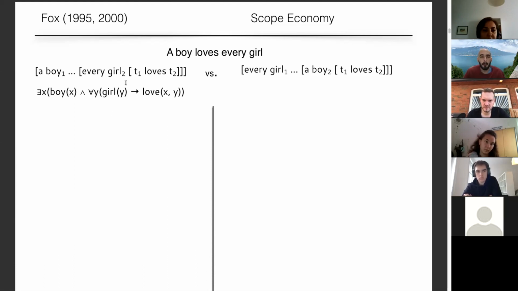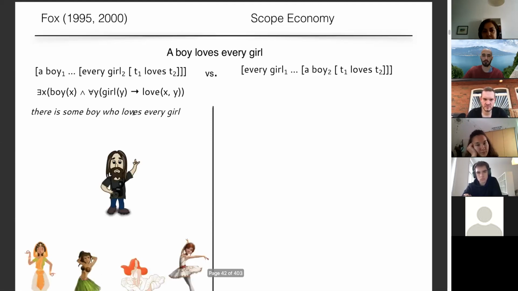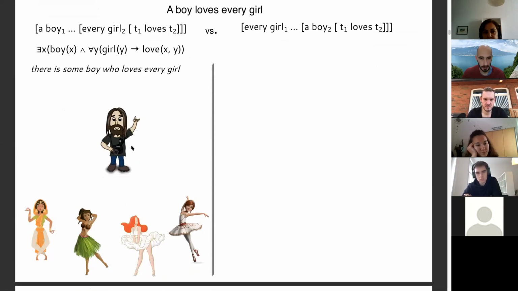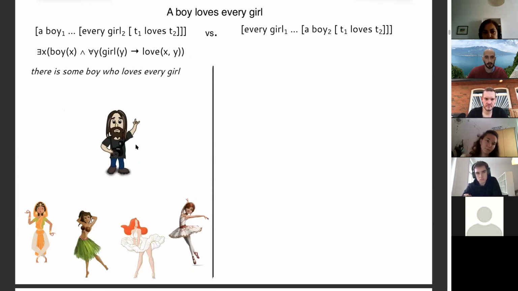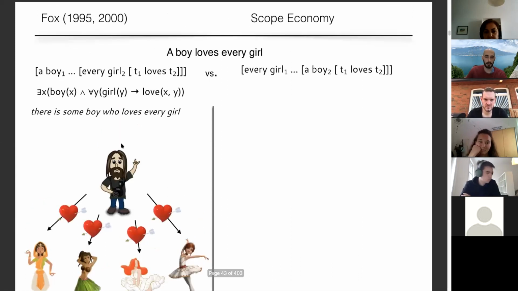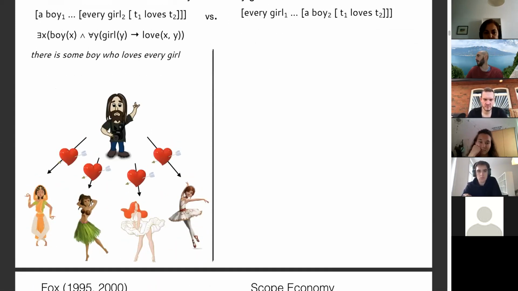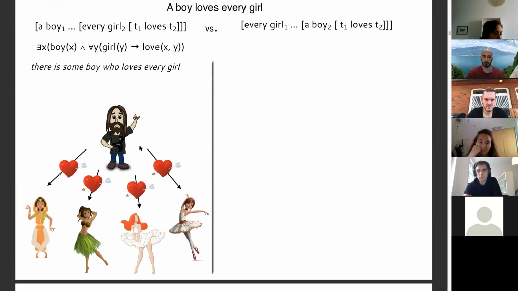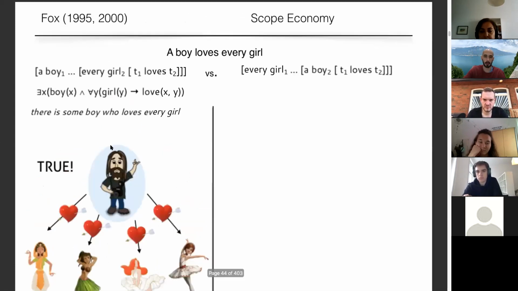Now, before the ambulance comes to pick me up, let's try to inspect these two conditions. Okay. So this means that there is a boy who loves every girl. So let's take this rock guy here, this metal head, and he's going to be our boy. And turns out he loves every girl. Fine. This sentence is true, right? Good. Now let's start from the girls.